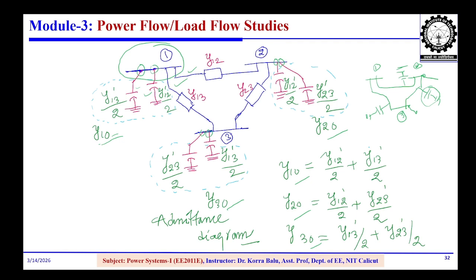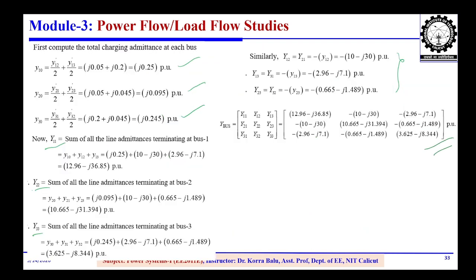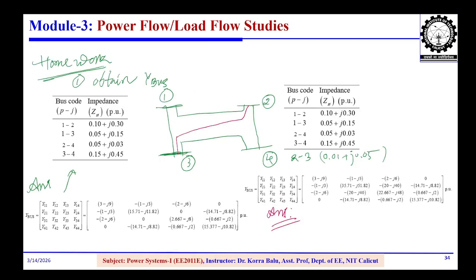Similarly, at bus 2, you'll see how many lines are terminating. So this one, this one, this one, this one. So the summation of all four will give the self admittance of bus 2. So similarly, at bus 3, you can see for this bus, this line, and this line. The summation of these four will give the self admittance of bus 3. So like that, we can go and verify the admittance matrix of the given bus system. Now we'll try here. So pause the video and try for this.